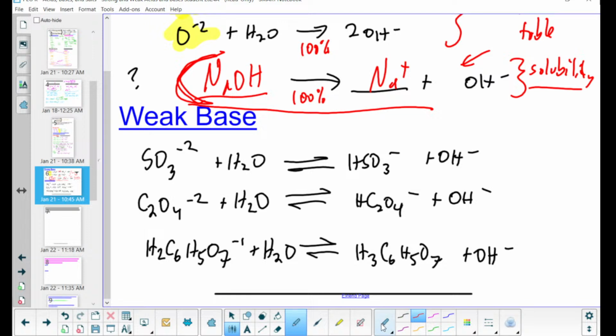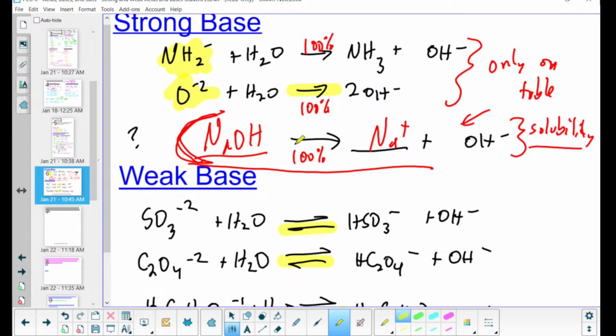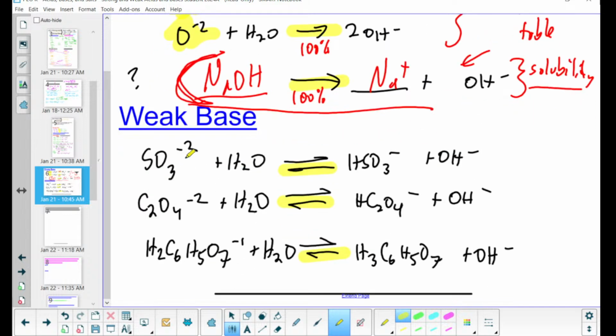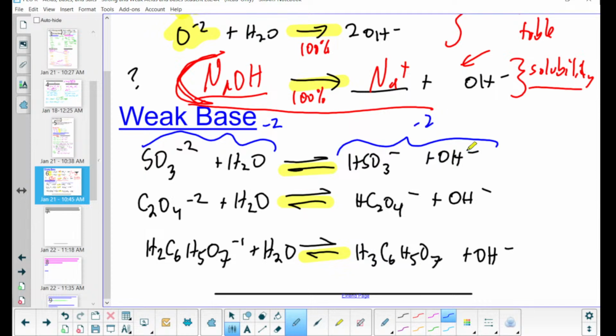Weak base, main difference, now we have two-way arrows. It is an equilibrium, whereas up here it is not an equilibrium. We donate the hydrogen, it comes off, makes hydroxide. Double check your charges. I always look at my charges at the end, I go over here and go, oh, that's -2. Therefore this has to come out to -2. And that way if I forget to put a charge on one of them, I instantly see it.